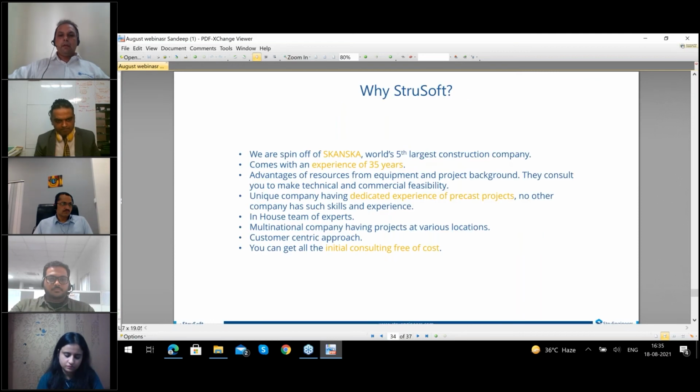So why should one go with StruSoft or StruEngineers? From this case study, you must have learned that we don't work piecemeal. We give turnkey design solutions. The major benefit is that there is no clash in terms of concept and ideas. What our architect is thinking, he already has an idea that this particular project is going to be executed with these kinds of challenges, whether it is 2D precast or 3D precast. So a lot of expertise and knowledge is available with us.